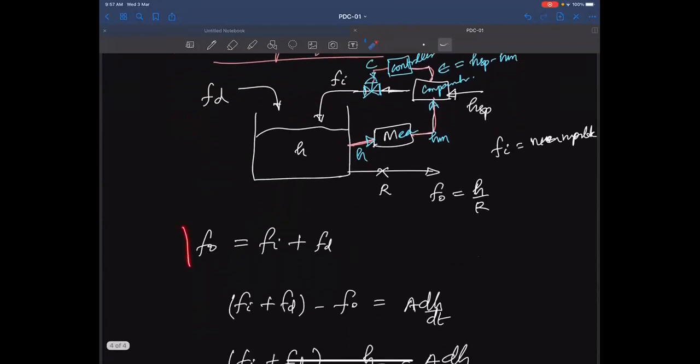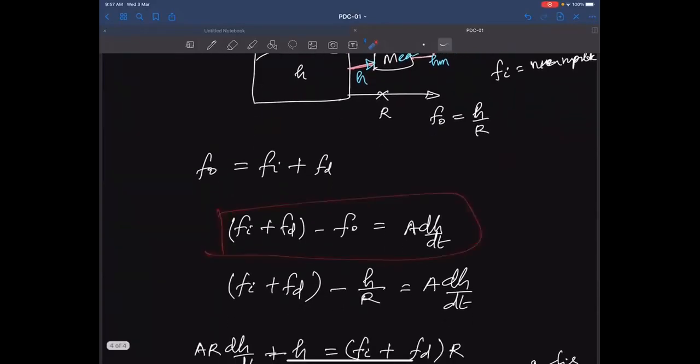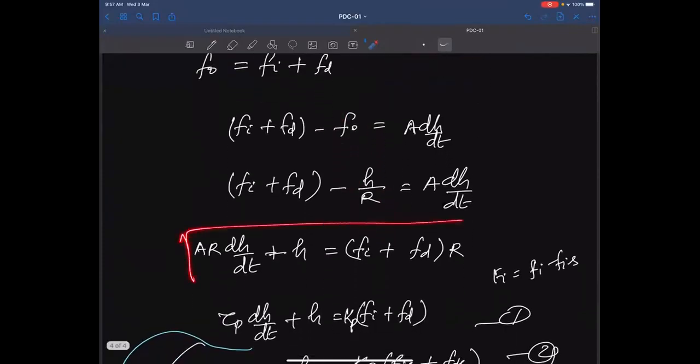So at steady state, we have this relation: F naught is equal to Fi plus Fd. Whereas under dynamic conditions, inflow minus outflow is equal to the change of volume in the system. Actually, it is change of mass, but for a liquid level system we can simply take the change of volume because the density remains constant. And again, by using F naught equal to H by R, we have this form.